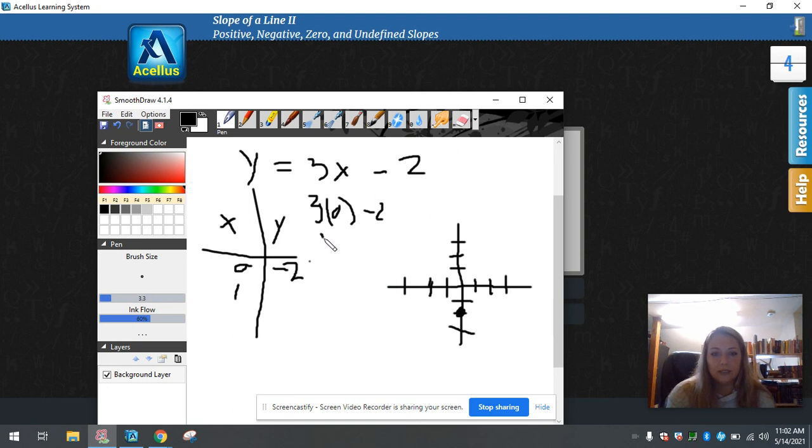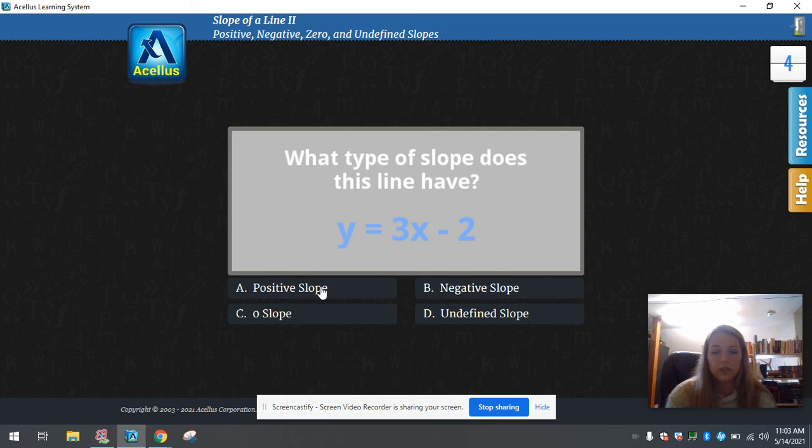Okay, if x is 1, let's plug it in to the equation and solve that. 3 times 1 would be 3. 3 minus 2 would be 1. So if x is 1, y is 1. So I'll go to the right 1 and up 1 to plot this. And then I have my line, and it looks like this is a positive slope. It's going up.